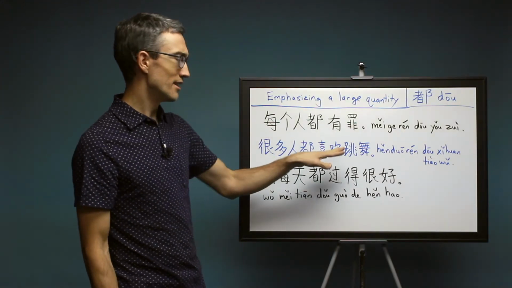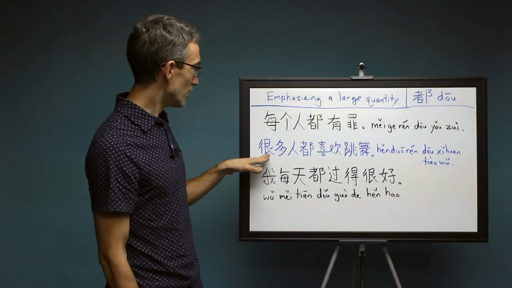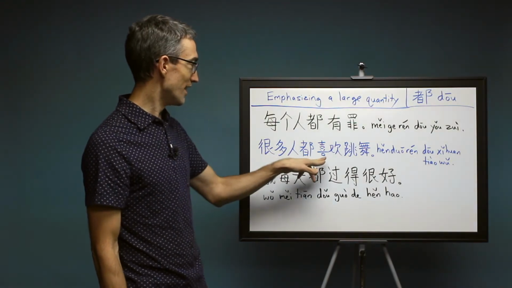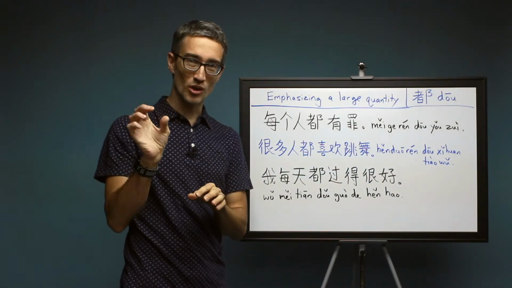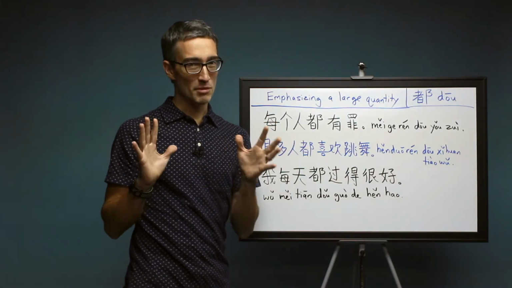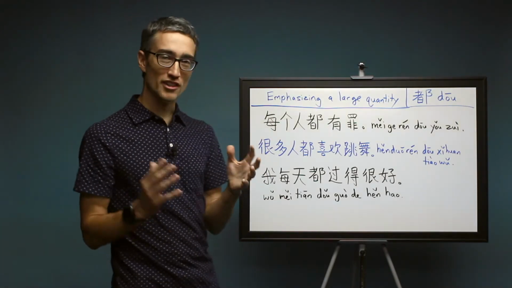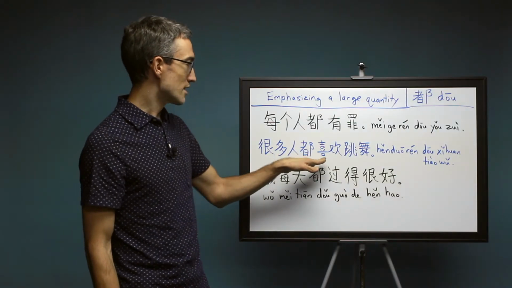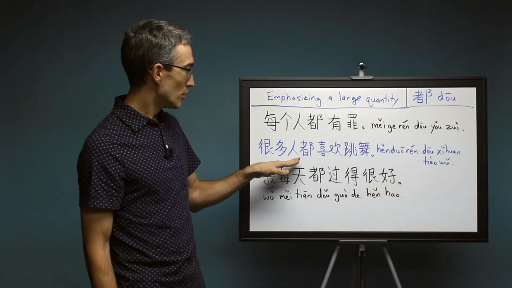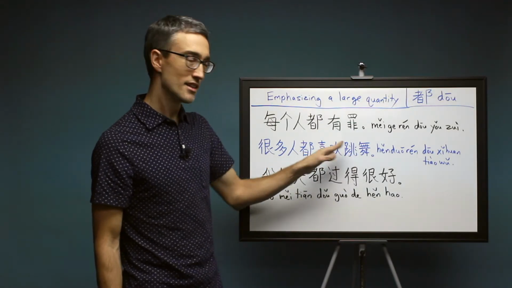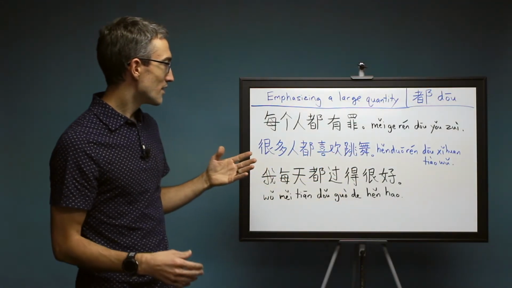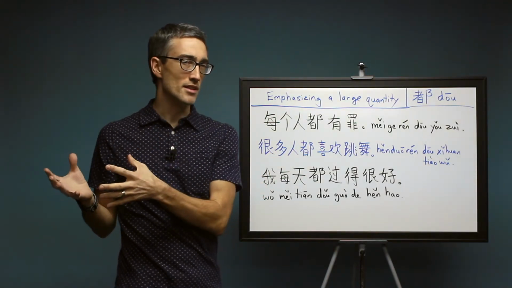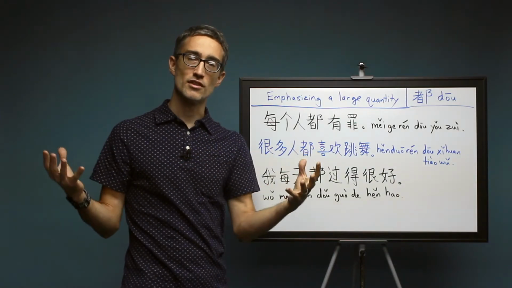Here we have a slightly different example of the same idea. 很多人, many people. So 多, D-U-O, and 都, D-O-U. It can be a little confusing to differentiate them, but they are different. You just have to get used to it and it does become more natural. 很多人都喜欢跳舞. Many people all like to dance. It doesn't mean that every person likes to dance.